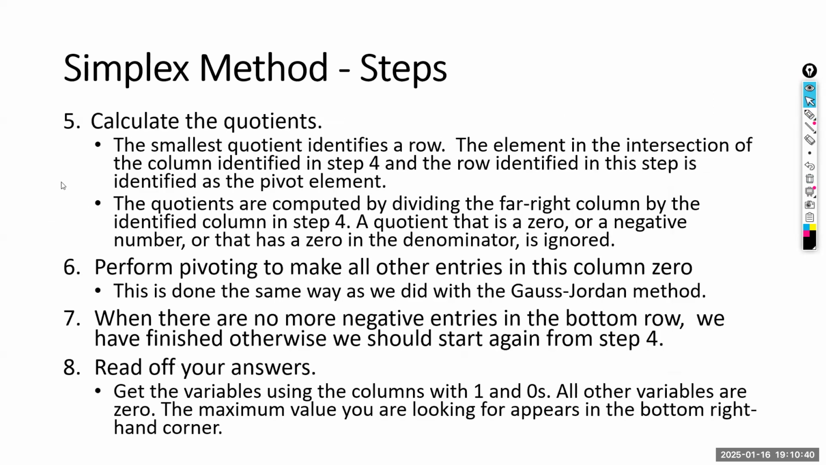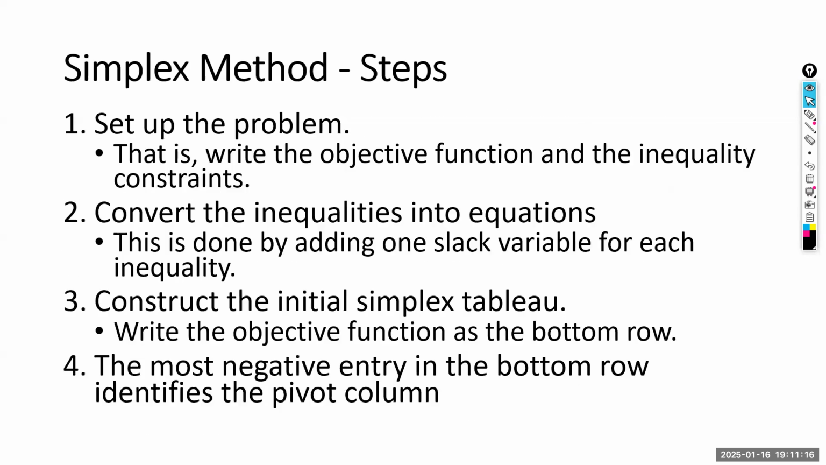Then you calculate the quotients, then perform the pivoting to make all the other entries in the column 0. Then when there are no more negative entries in the bottom row, we have finished. Otherwise, we should start again from step 4 and continue. Steps 4, 5, 6 are a loop. And finally, when you run out of negative values in the bottom row, we are done. Now you have the answers in your table. So don't worry too much about this description. I just gave it for the formality.